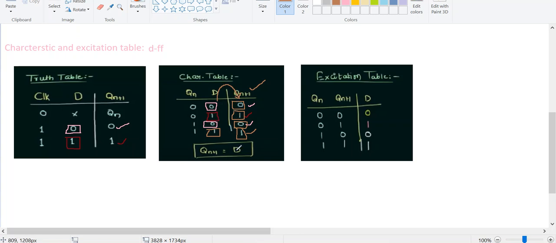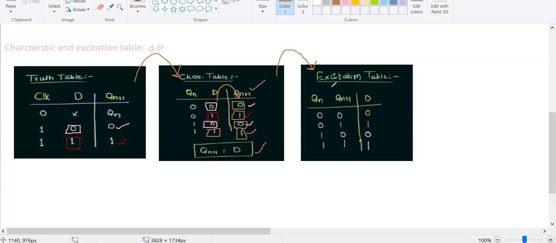So we can understand from the characteristic table, therefore, I have written my expression as Qn+1 is equal to D. Now, the characteristic table is derived from the truth table, and the excitation table is derived from this particular characteristic table. Now, this excitation table is a completely reverse process.